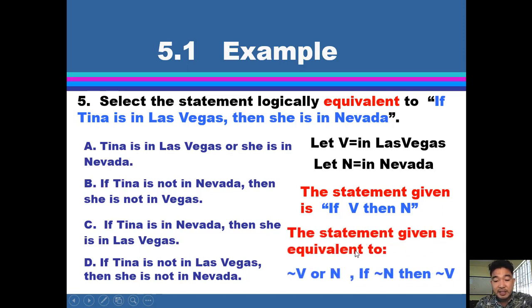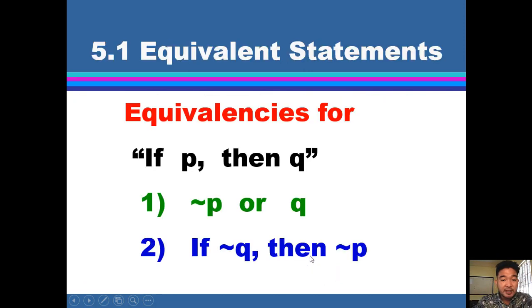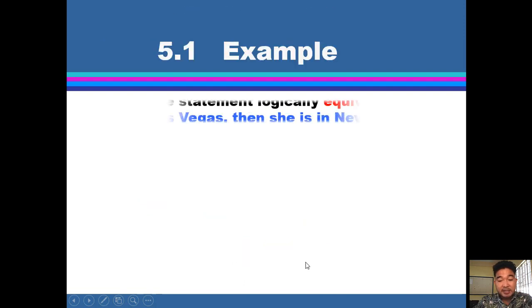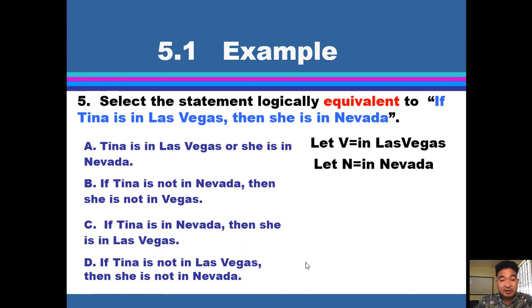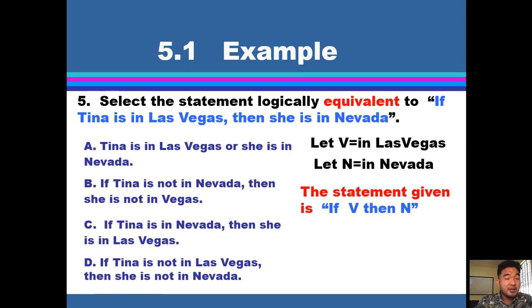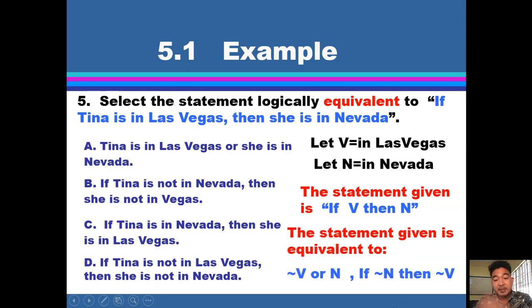The statement given is equivalent to... ayun, babalik tayo doon sa kanina, no? Sabi natin kanina, ito yon: If P, then Q. Ano yung equivalences niya? Not P or Q, or if not Q, then not P. So doon tayo babalik palagi, no? You have to remember those equivalences. The statement given is equivalent to not B or N, or if not N, then not B. So ito lang yung dalawang equivalent diyan.